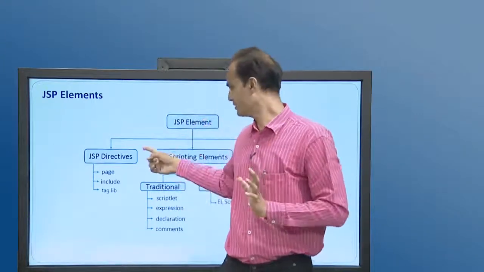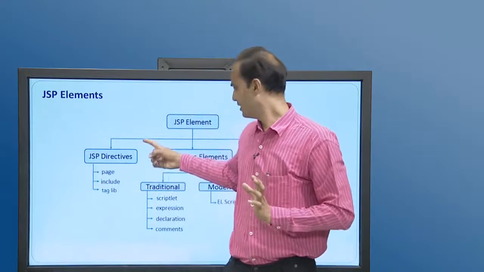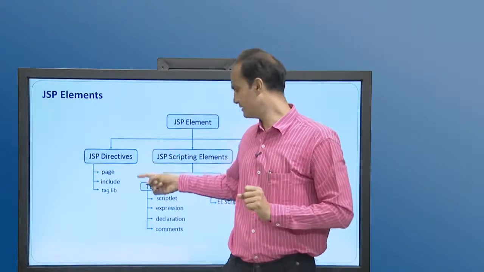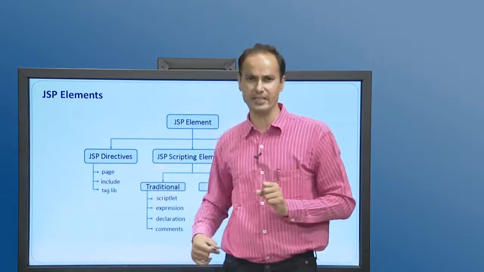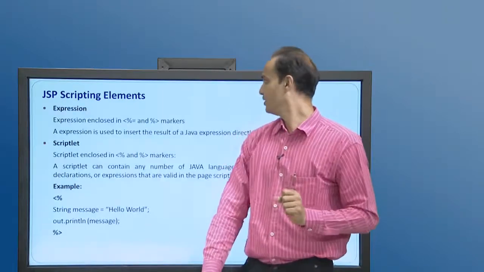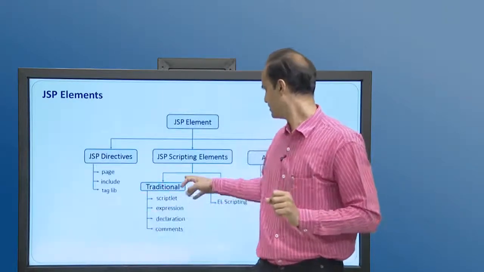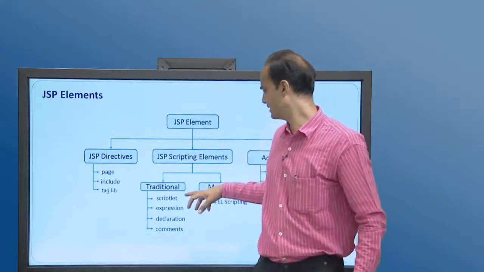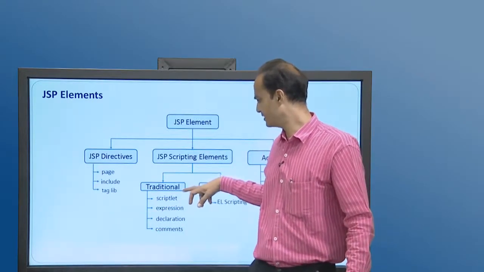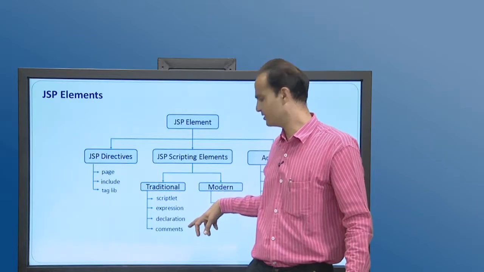JSP directive comes in 3 flavors, we will discuss it. One is the page directive, second is the include directive and third one is the taglib directive. So, what is the page directive? Okay, before that let us talk about the scripting elements. So, the traditional scripting elements are the scriptlet, expression and declaration, and comments.